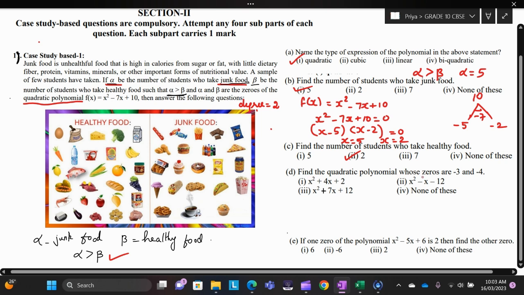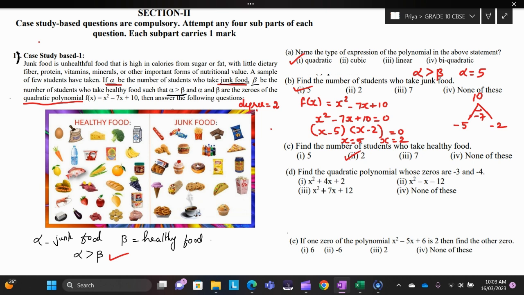Find the quadratic polynomial whose zeros are given. So now, as per this content, the three questions are over. Now they are asking to frame the quadratic polynomial and they have given the zeros. So alpha is equal to minus 3, beta is equal to minus 4. If I know alpha and beta, I have to find the sum of the roots, alpha plus beta, which is minus 3 minus 4, which is minus 7, and alpha beta, which is minus 3 times minus 4, will be positive 12.